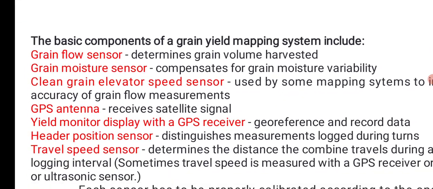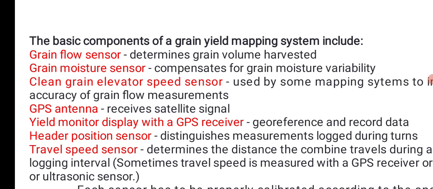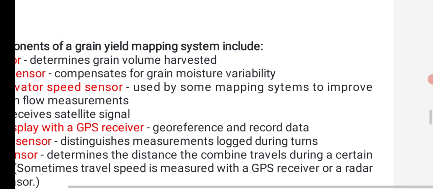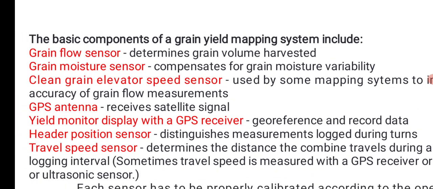The basic components of a grain yield mapping system include the grain flow sensor, which determines grain volume harvested. Grain moisture sensor, which accounts for grain moisture variability. Clean grain elevator speed sensor, used by some mapping systems to improve accuracy of grain flow measurements.